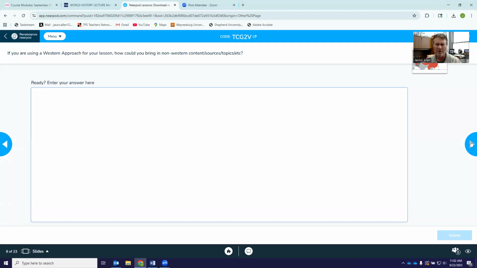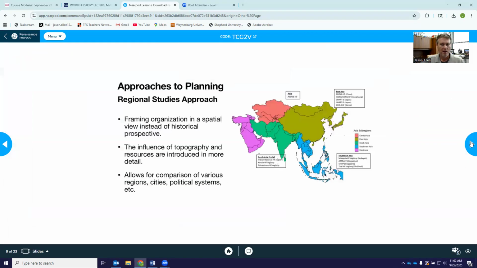I might have that on here, I can't remember. There's also the regional approach. I mentioned this. This is where you're more spatial, but as you can see, these are some of the areas. Topography, you might do it along there. It allows for more comparisons of regions, cities, political systems, and things like that.